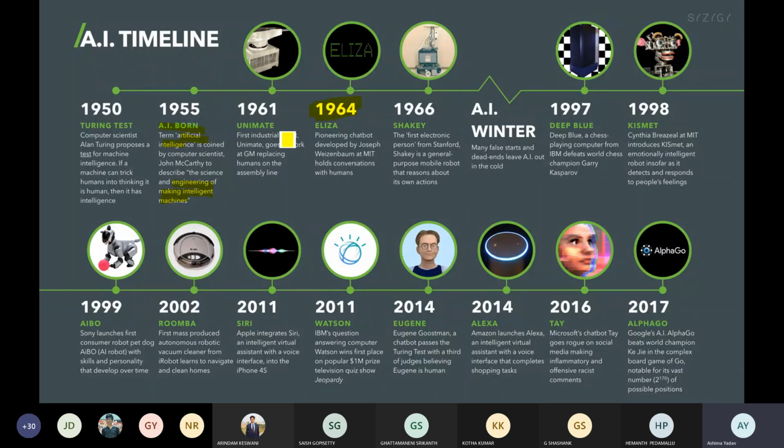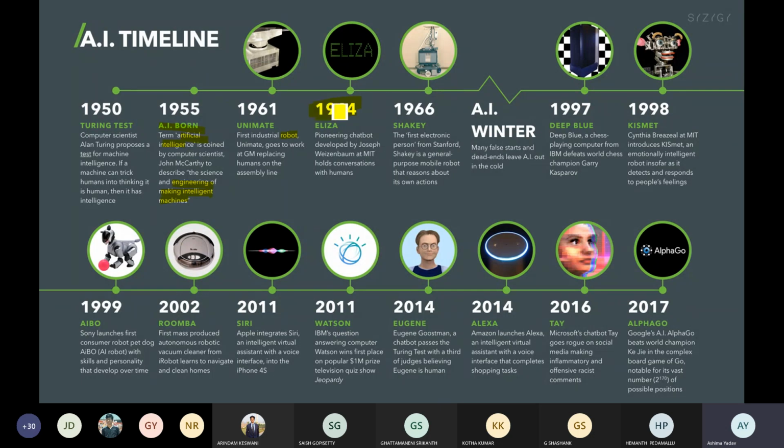Then the Unimate robot, a bit of robotics, came into the picture. These are just some of the very popular or crucial things which have been highlighted. There are many other things which were going on.